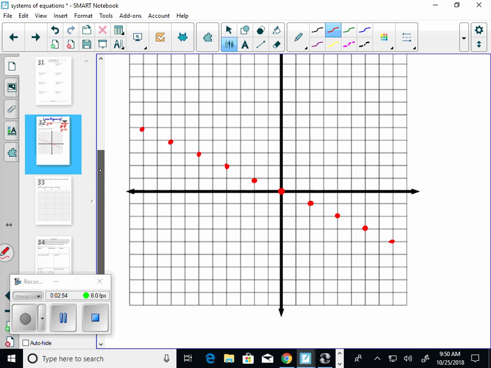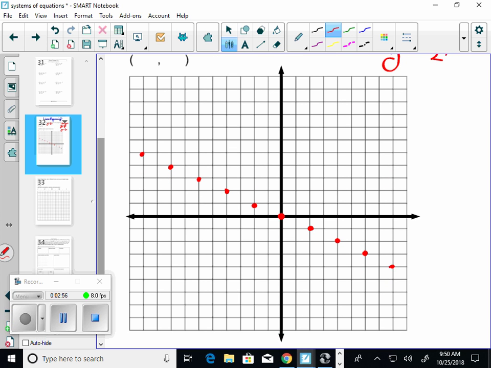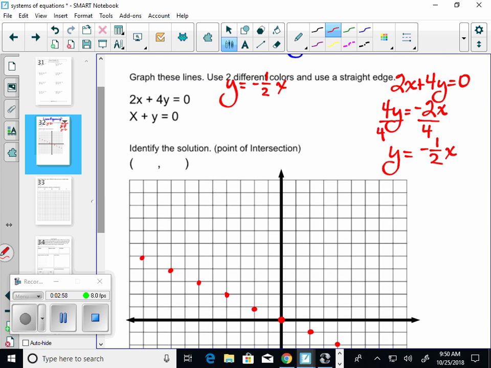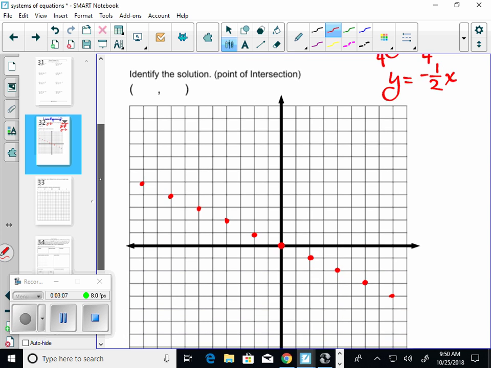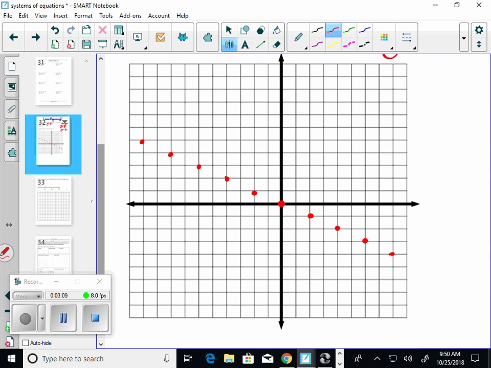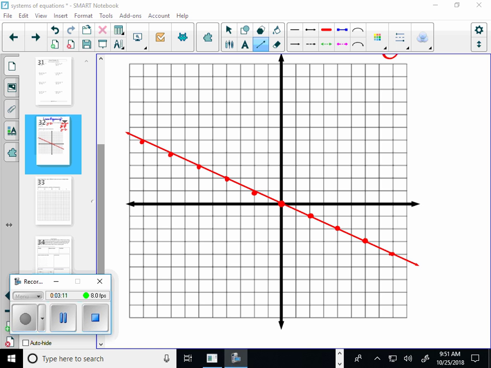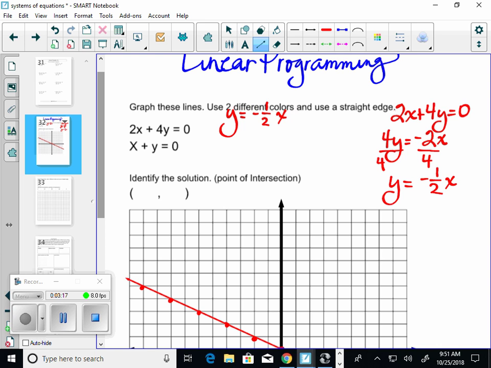And then I'm going to pick up my straight edge. I need to check what kind of line I have, solid or broken? Solid, because it's an equal sign. So I'm going to pick up my straight edge and draw my line straight through those points. Once you have your line drawn, since it's an equal sign, do I need to do any shading? No. And so it's done. Go back. I've got another equation I need to handle.